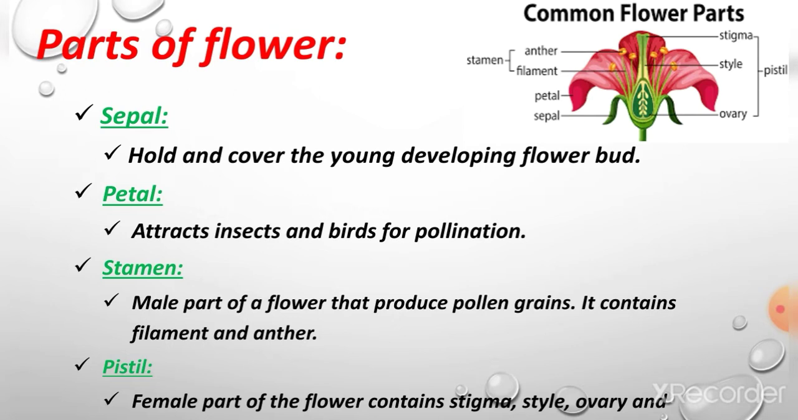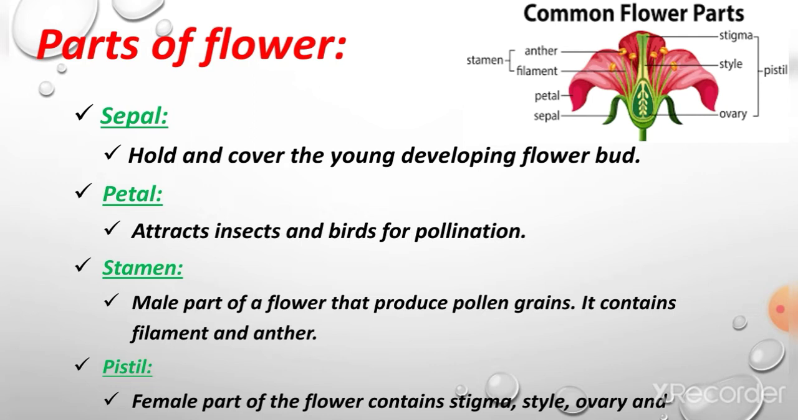And the next one, petal. In a flower we see different colors: yellow, red, pink. Those different colored parts are called petals. The function of the petal is to attract insects and birds for pollination. So what is the petal? The different colored part of a flower, red, yellow, pink.